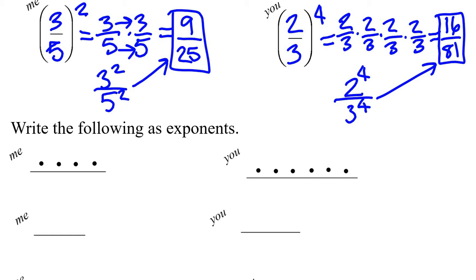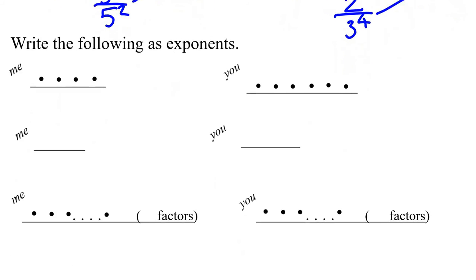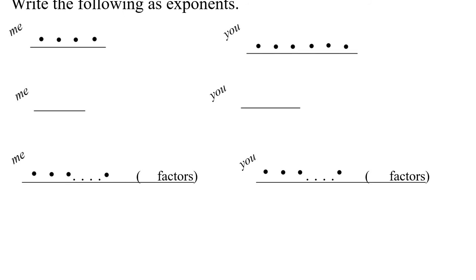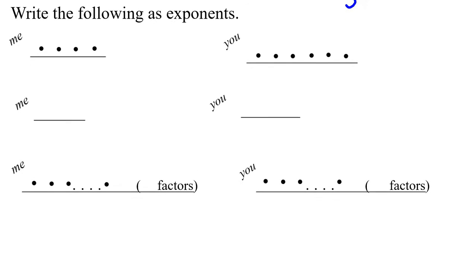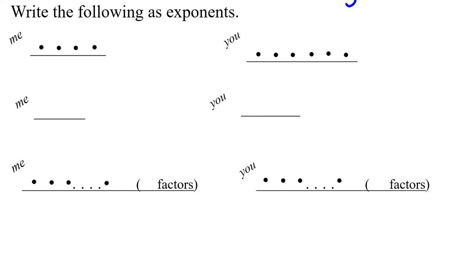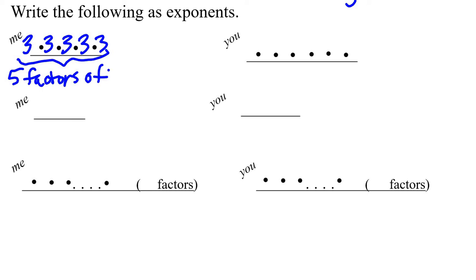All right, so finally, we're going to scroll down a little bit and practice writing numbers as exponents. So now we're going to go backwards a little bit. So we're going to start with expanded form. For example, 3 times 3 times 3 times 3 times 3. This is 5 factors of 3. So we would write that as 3 to the power of 5, or 3 to the 5th power.